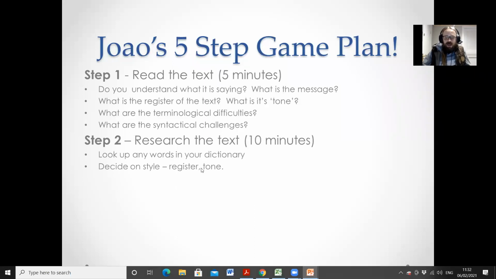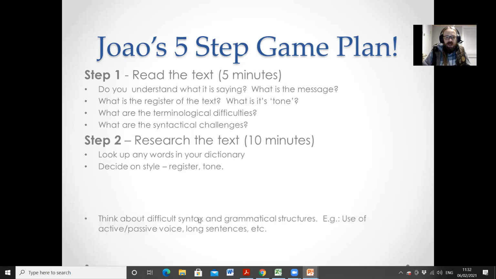I know that every session I'm repeating myself, talking about the glossary, build a glossary, because it is important. Obviously, it's up to you whether you do it or not. You make a decision on style, the register, the tone. Am I going to translate this in slightly more formal language or more informal language? That's up to you, depending on the text. It's up to you as a translator to make a decision on that.